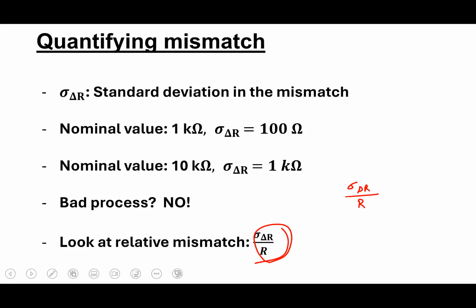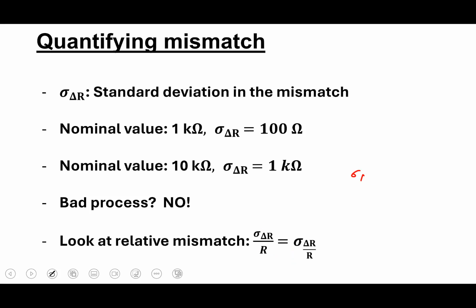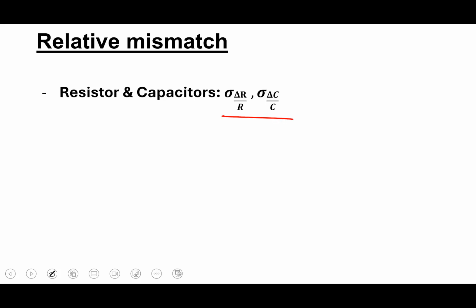And this sigma of delta R by R is essentially equal to sigma of delta R divided by R, that is, I am taking the standard deviation of a random quantity multiplied by a constant. It is the same as taking the standard deviation of the quantity scaled by a constant, right? That's all. So this is the quantity that we use for quantifying random mismatch in practice. Okay. So for resistors and capacitors we do the same thing.